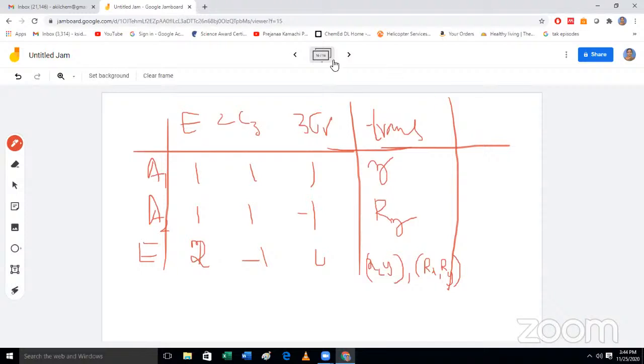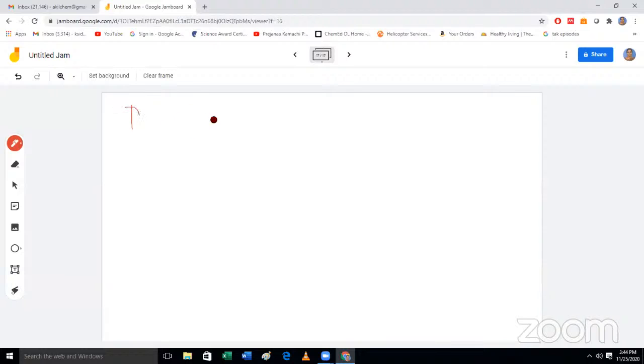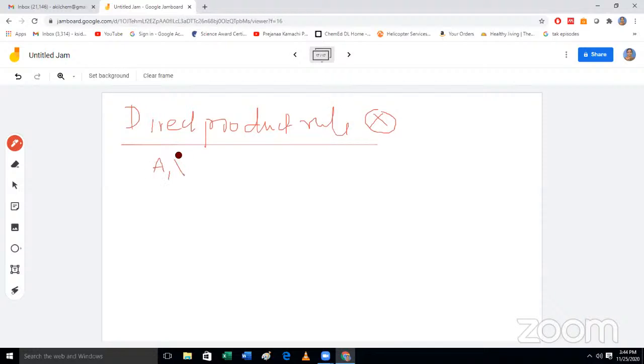So this is what we have seen so far. Now we have to see the last column of this table. There we have to see what is known as the direct product rule. Direct product, this is the symbol for that. This is the direct product rule. So now, if you are going to have a direct product of A1, A1 direct product A1 is going to be A1.